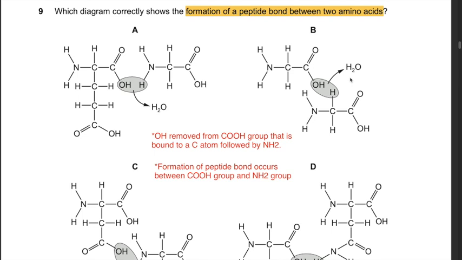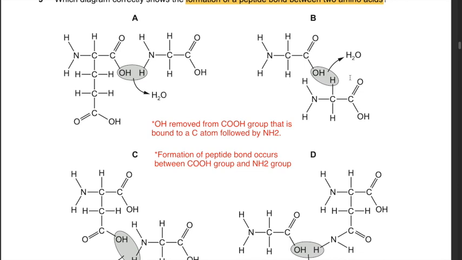Question 9. Which diagram correctly shows the formation of a peptide bond between two amino acids? Formation of a peptide bond occurs between a carboxyl group and an NH2 group. Hence, diagram B is obviously incorrect, considering between diagrams A, C and D. D is also incorrect because there is a presence of C double bond O single bond NH2, which is not present in amino acids. Therefore, D is incorrect. Let's look at A and C. OH is removed from COOH group that is bound to a carbon atom followed by a NH2 group, not any other group. Therefore, A should be the correct diagram.